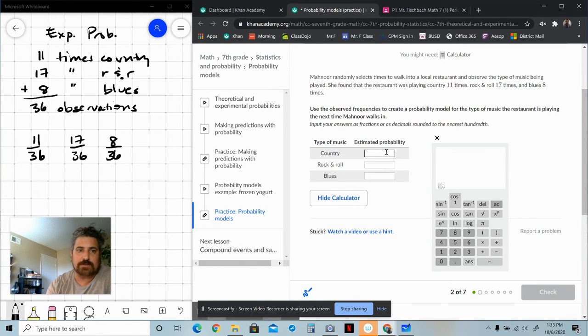So the chance of country, 11 out of 36. The chance of rock and roll, 17 out of 36. And the chance of blues, like we said, is 8 out of 36. And there's your answer. It's that simple.